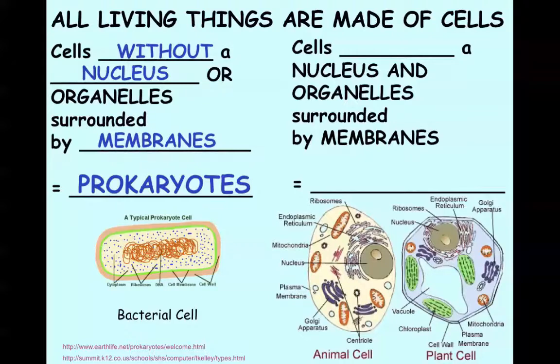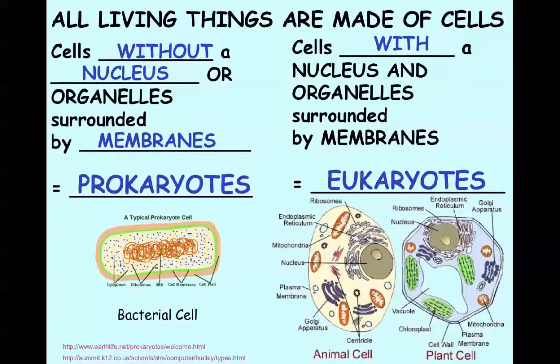Alright, and then the other cells are more complex cells, and we group plant and animal cells in here. These are going to be the cells with a nucleus and organelles surrounded by membranes, and we call those eukaryotes. The way for you to remember this one is that eukaryotes sounds like you, so it's your cells.